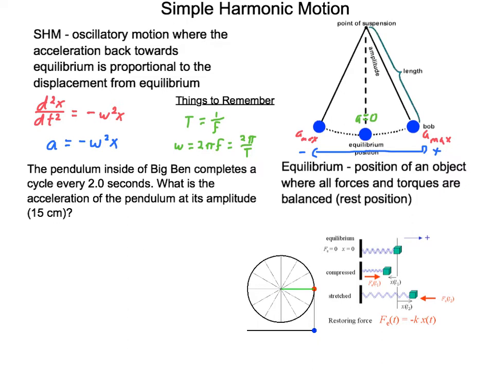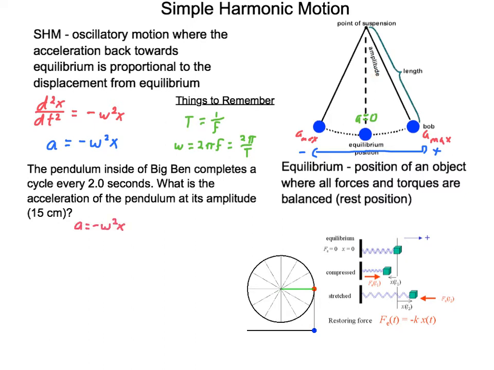Now, the pendulum inside Big Ben, very famous clock, quite obviously, in London, completes a cycle every 2 seconds. What is the acceleration of the pendulum at its amplitude whenever it's furthest away? And we're going to give amplitude here in actual linear distance, 15 centimeters away from our 0 point, our equilibrium. A lot of times we're going to give amplitude for pendulums in terms of angle. More to come on that in a little bit.